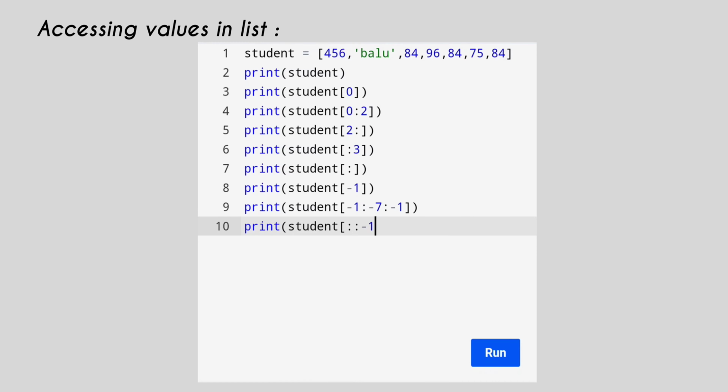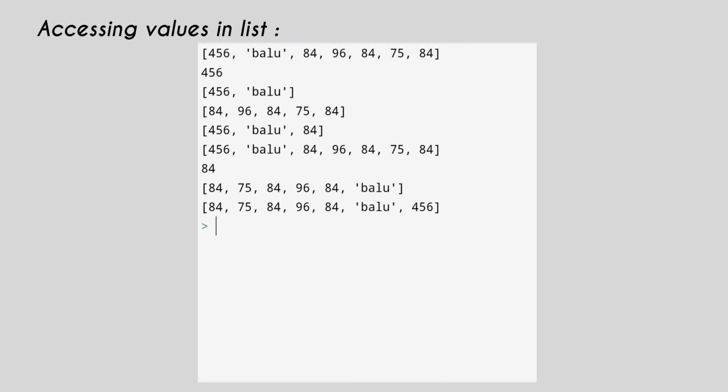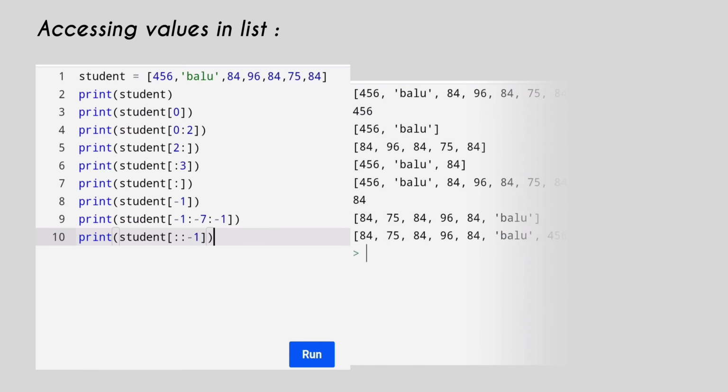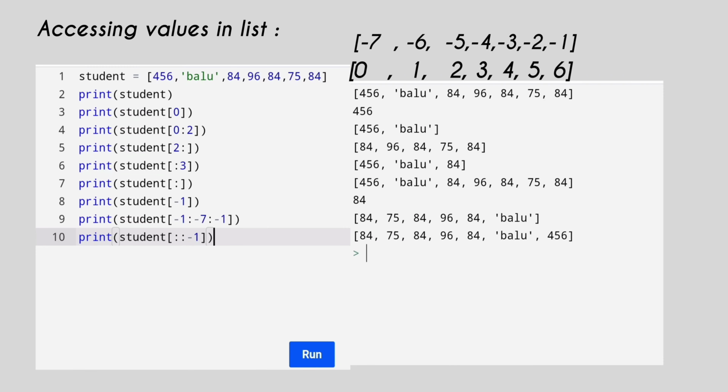The print statement of student with colon colon minus 1 gives the student values in reverse order. This is the output we get, and these are the inputs and outputs as per the given values that we access through the compiler in the program. The value 456 is stored at 0 and minus 7, and Balu is stored at 1 and minus 6, and 84 is stored at 2 and minus 5, 96 is stored at 3 and minus 4, and 84 is stored at 4 and minus 3, 75 is stored at 5 and minus 2, and 84 is stored at 6 and minus 1.